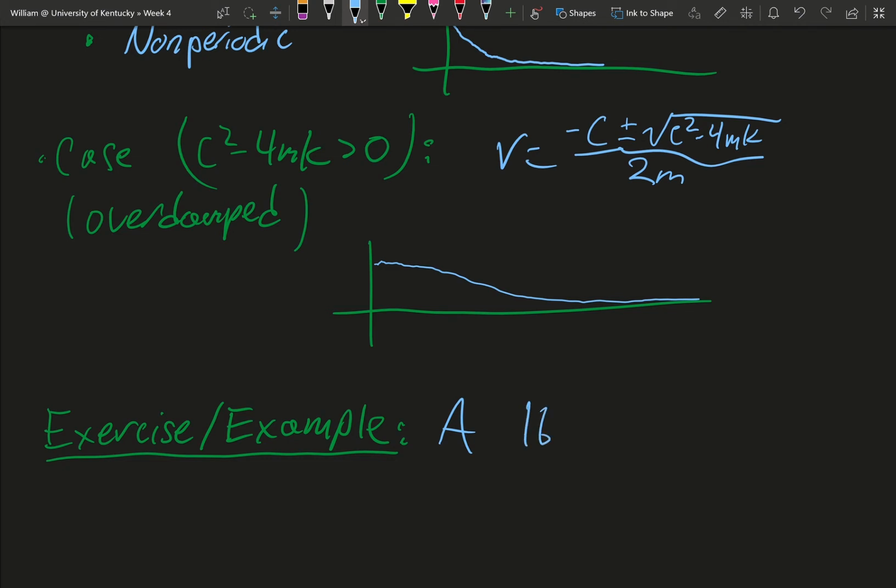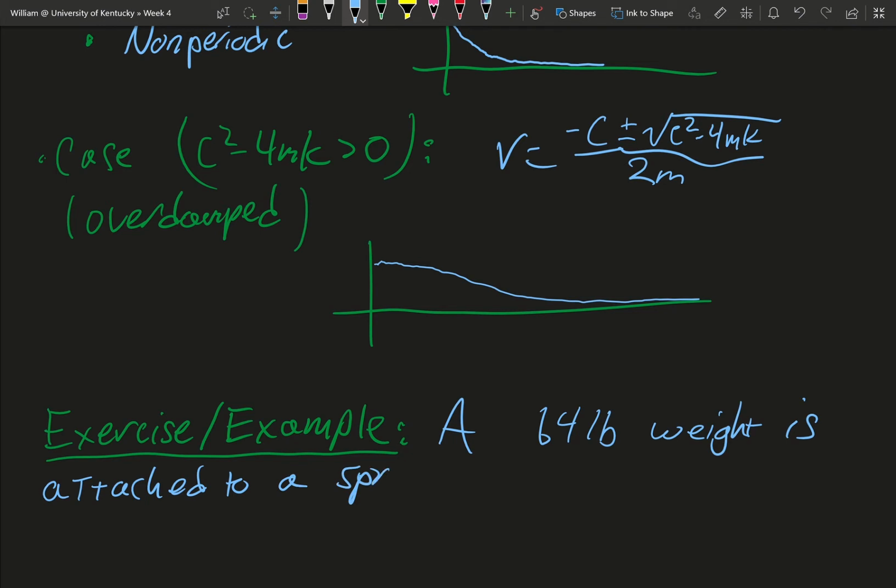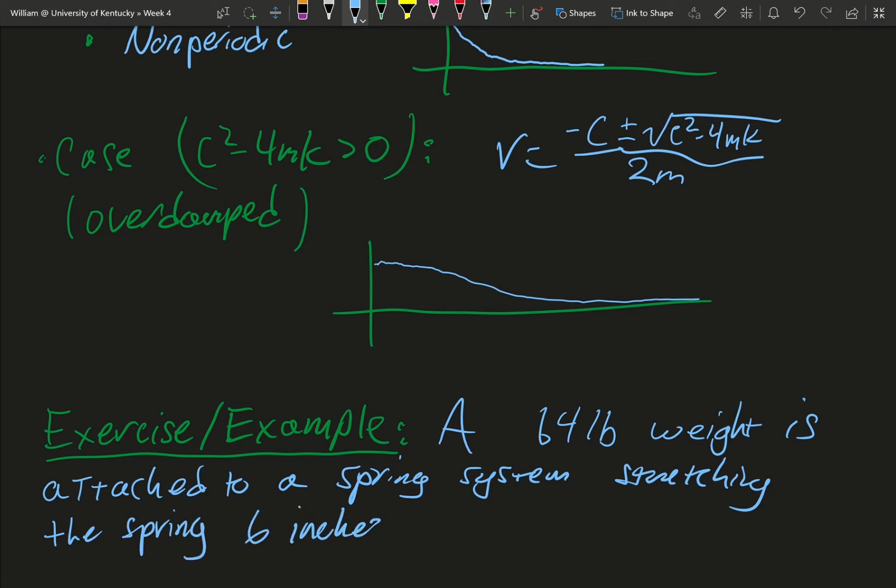So a 64 pound weight is attached to a spring system, stretching the spring 6 inches to the new equilibrium.